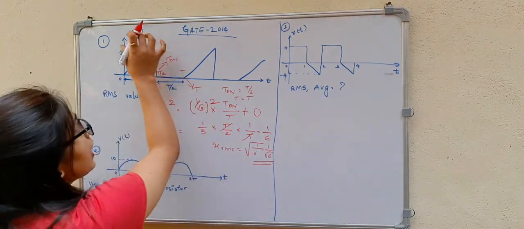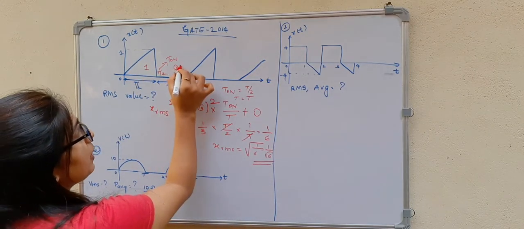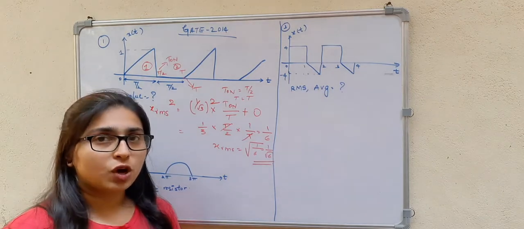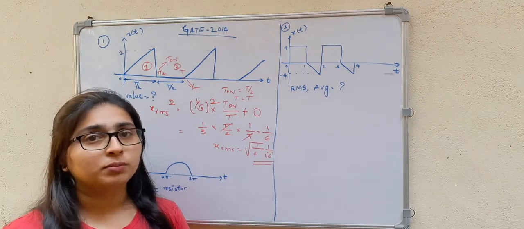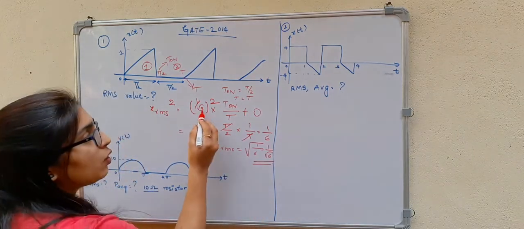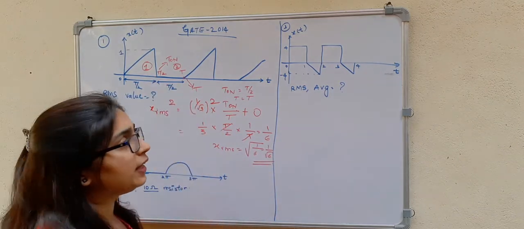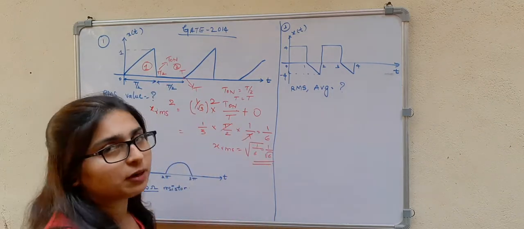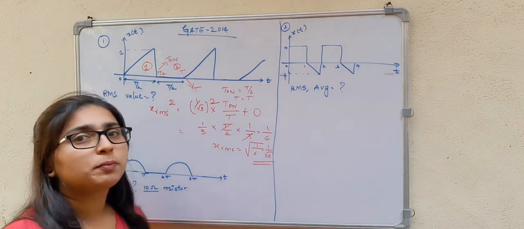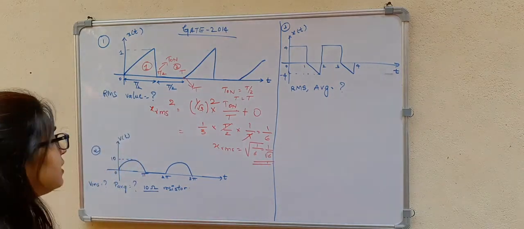So you take X RMS squared, then go for this first part, and this is the second part. The first part is a triangle. For a sawtooth or any triangular waveform, the RMS value is Vm by root 3. Take the square of that, into T on by T, where this is T on and this is T. Take the value and you will get 1 by square root of 6. If you find it using the integral, which is the normal procedure, you will also get the same answer. So next we'll consider this.